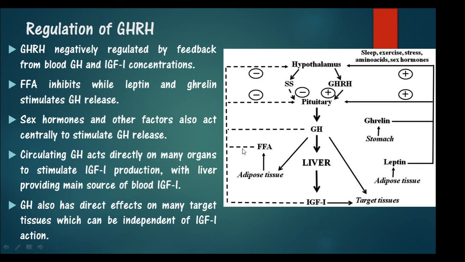Free fatty acid produces a negative effect both on the pituitary and the hypothalamus, and the IGF-1 and growth hormone again produce a negative feedback inhibition. So other factors which affect the hypothalamus are sleep, exercise, stress, amino acids, and sex hormones.